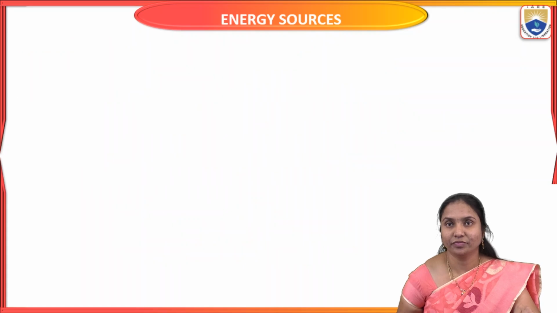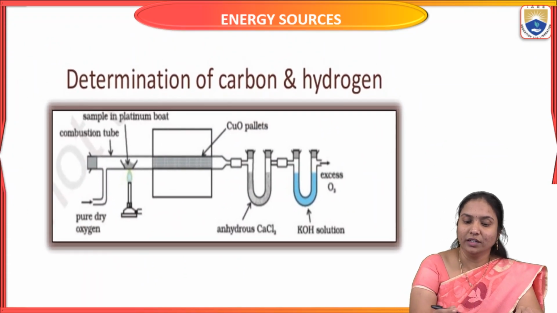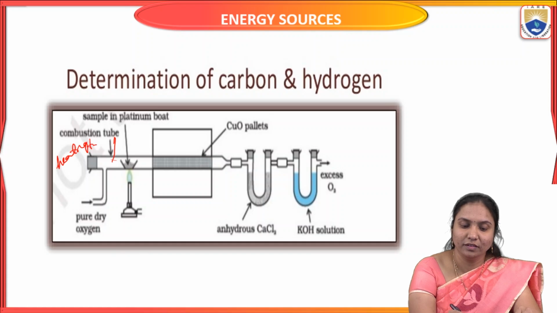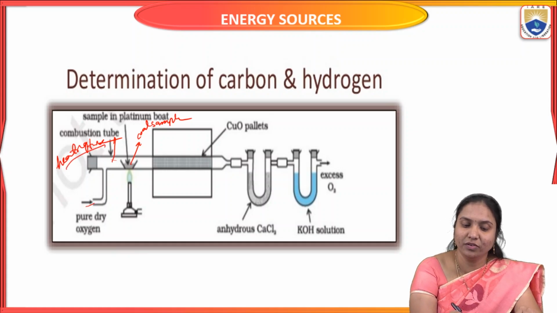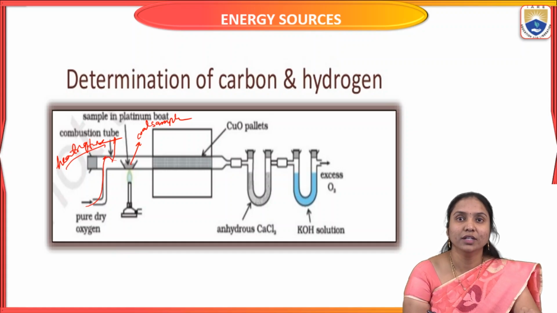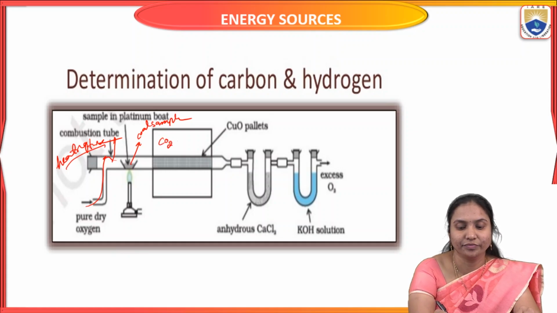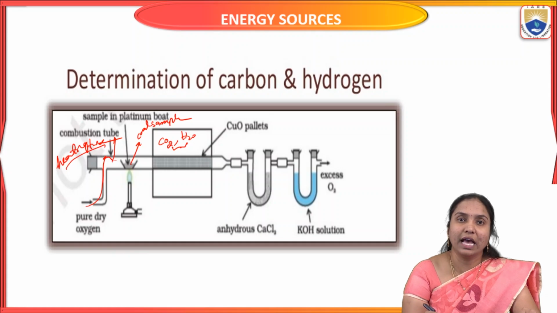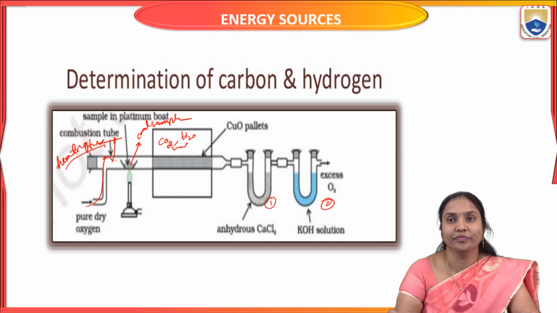For example, see here, this is a heating tube, or combustion tube. A known weight of coal sample is heated in this heating tube in a stream of oxygen. As we just discussed, if carbon and hydrogen are present in this coal sample, they react with oxygen. Which gases are produced? Carbon dioxide and water. These gases are passed through the first and second U-shaped tubes.